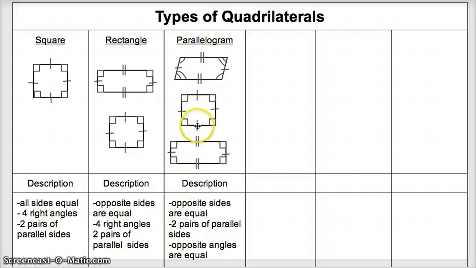And then opposite angles are equal. So how it has 2 curved lines here, 2 curved lines here, they're opposite each other, they're the same measurement. One here and one here, opposite of each other, same measurement. If you look, squares and rectangles are also parallelograms because it fits all 3 of the descriptions. Opposite sides are equal, 2 pairs of parallel sides, and opposite angles are also equal. 90, 90, 90, 90, the same as the square.